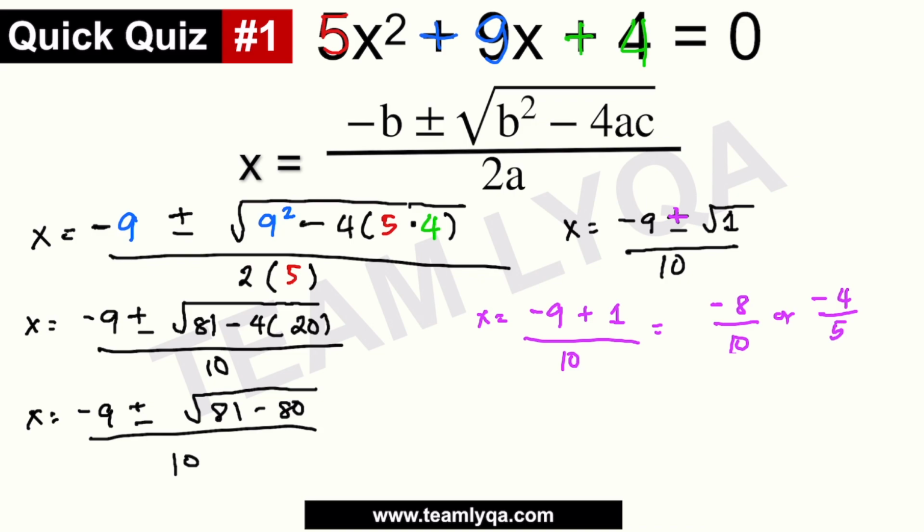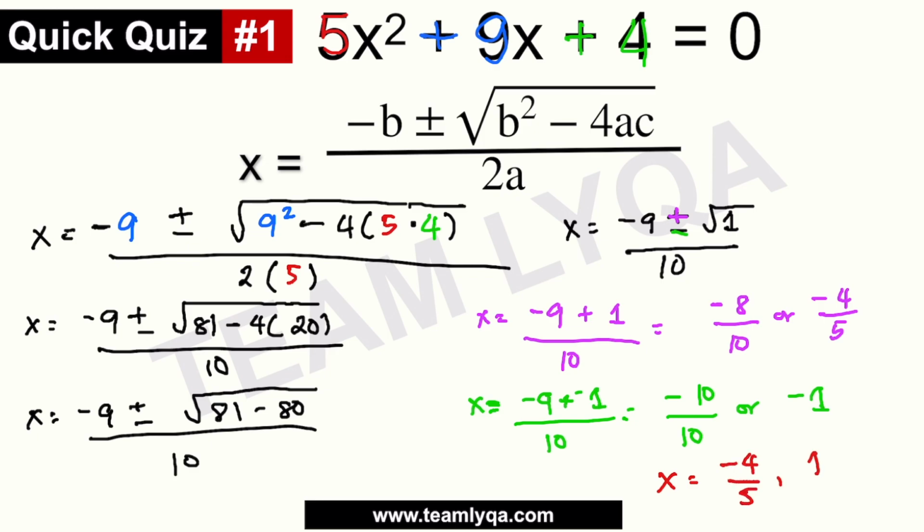Tapos kapag minus naman siya, magiging X is equal to negative 9 minus 1 all over 10. So this is negative 9 minus 1. That would be plus negative din siya. So this will be negative 10 over 10 or negative 1. So, ang X natin would be equal to negative 4 over 5 and negative 1. Okay? And I hope you got that right.